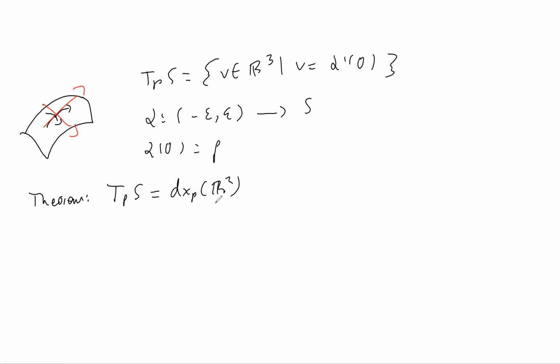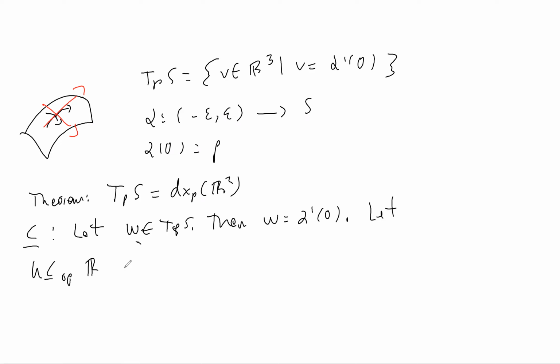So let's prove this. Containment first. Let W be in T_P S, then W is equal to alpha prime of 0 for some alpha, which is a curve. You can fill in the rest of the details. So I'm going to let U be an open subset of R2 and X be the parameterization onto S. Then X of q will be P. These are just a couple of definitional things so that I can actually work with this. So W is going to end up being my derivative vector at zero with alpha.